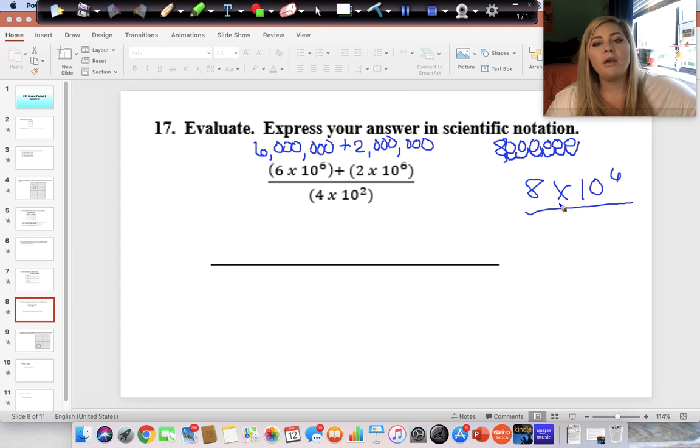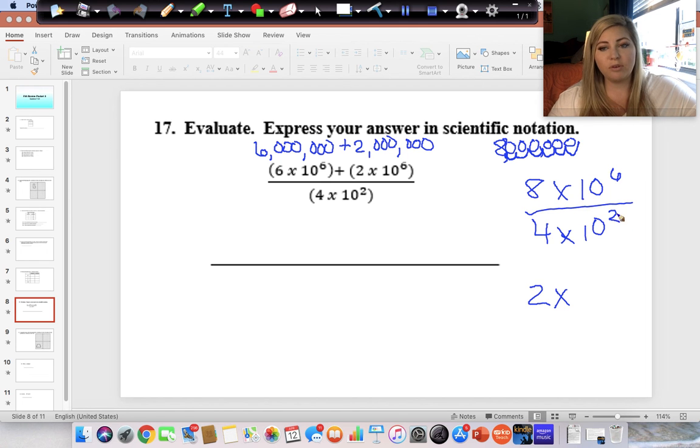So then we have divided by 4 times 10 to the 2nd power. Okay, 8 divided by 4 is 2. And then 6 minus 2, because when we have exponents with the same base and we're dividing them, we subtract our exponents. So 6 minus 2 gives me 4. So it would be 2 times 10 to the 4th power. And it did say keep your answer in scientific notation. So that's going to be our answer.